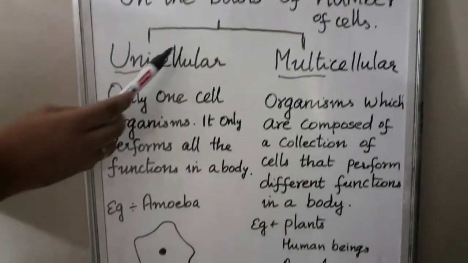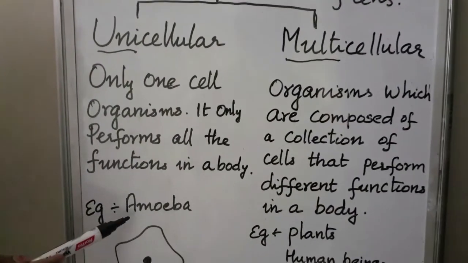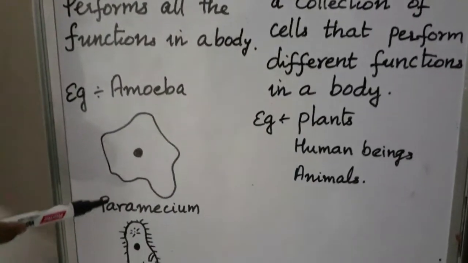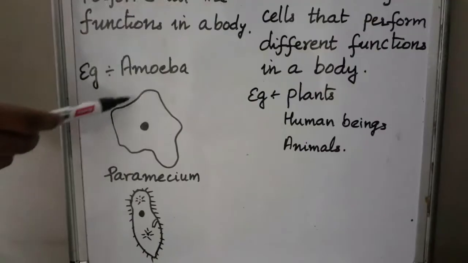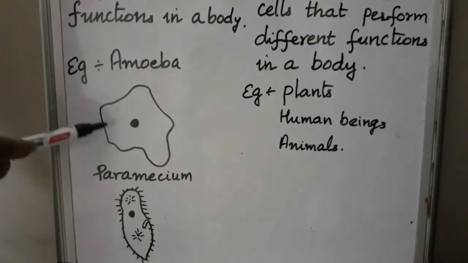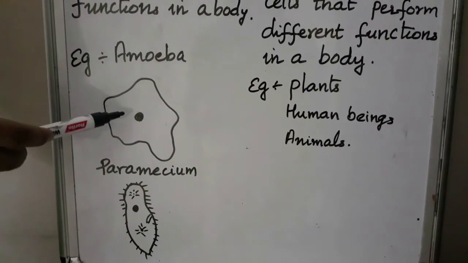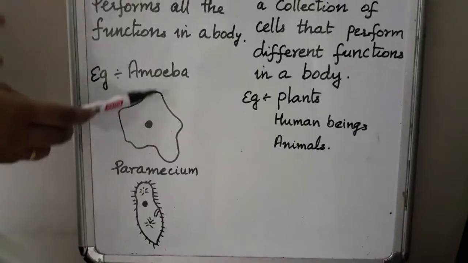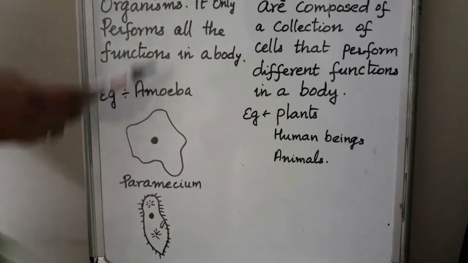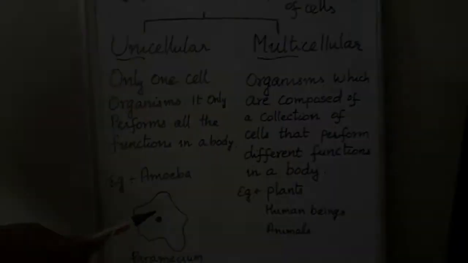Examples for unicellular organisms are amoeba and paramecium. Many other examples are there. An amoeba performs all its functions inside a cell, like excretion, reproduction and digestion. This one cell alone performs them. That type of organism is known as a unicellular organism.